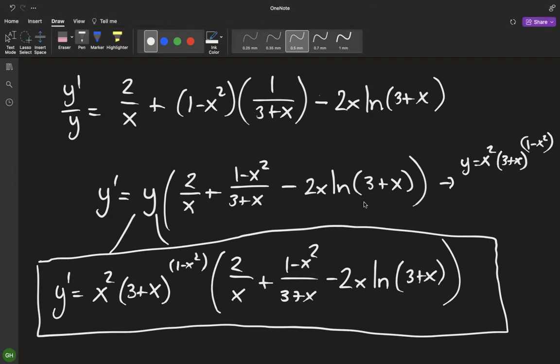And that's how we do logarithmic differentiation. It's just apply log to both sides, use some rules to simplify, and then from there, it's just implicit differentiation.